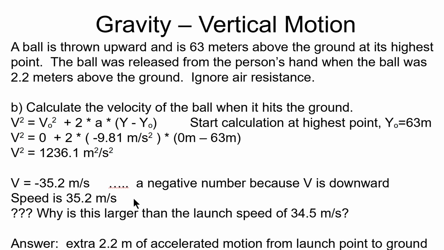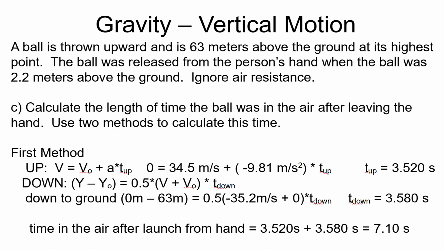If the person would have caught the ball 2.2 meters above the ground, what would the speed at the hand be? It would be 34.5 meters per second if we're ignoring air resistance, because we have symmetrical numbers up and down in a problem with no air resistance. But we're moving a little further, accelerating a little further, so we get a little larger number for the speed at the ground, the velocity at the ground. The magnitude of the velocity is the speed.